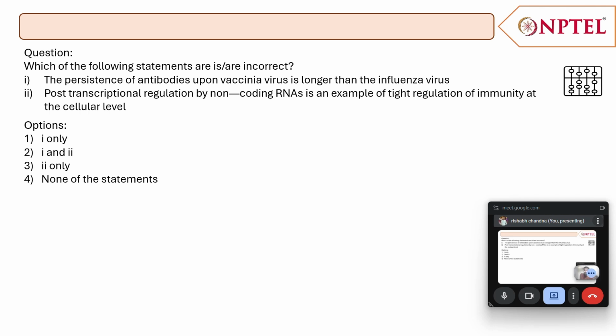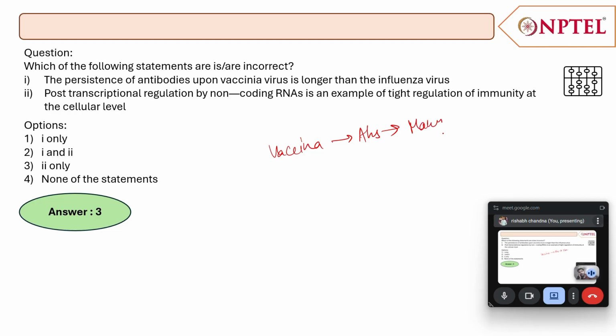So the second statement is incorrect. The persistence of antibody upon vaccinia virus is longer than the influenza virus. Yes. So what happens is, in case of the vaccinia virus, the immunity or the antibodies can actually be present for many years, maybe around 10 years. Okay, and in influenza virus, it's in months.